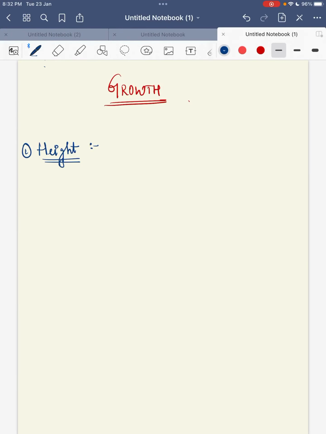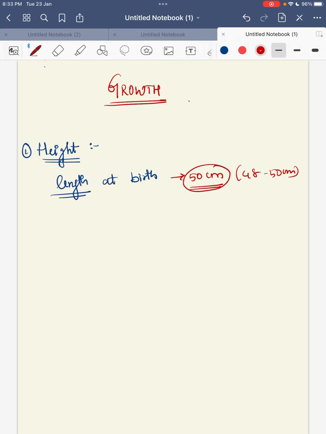Hello everyone. Today we'll discuss some basic topics in pediatrics, that is growth of a child. Starting off with the height, when a child is born, the average length of the child at birth, you all know this. The length of a child at birth is 50 centimeter, that is 48 to 50. So we take this 50 centimeter. You can remember that easily.